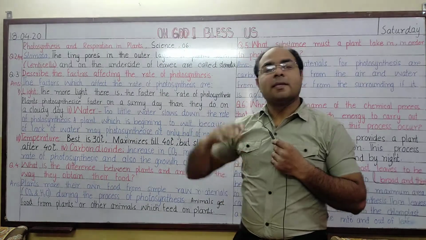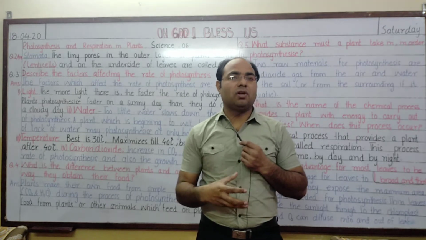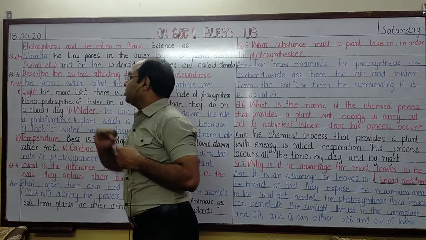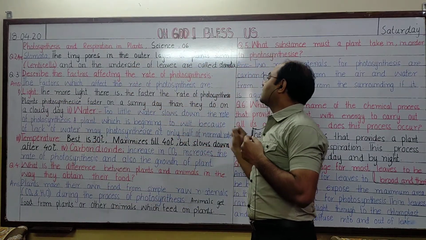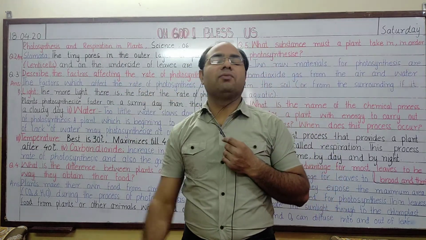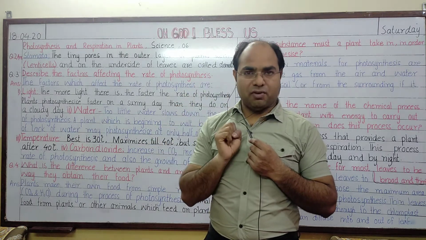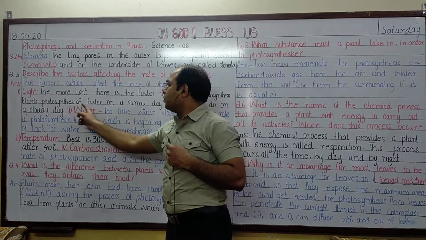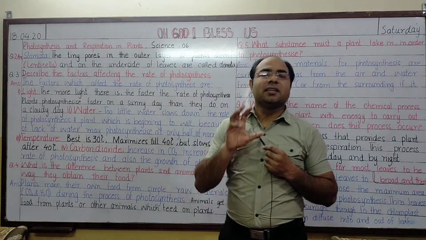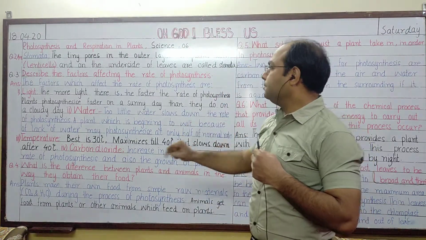Very important question, because it's a life-giving process. So what are the factors involved? What are the things needed for this process? Firstly, it's light. The more light there is, the faster the rate of photosynthesis. That means if it's a sunny day, with the sun in full flow, the photosynthesis process would be smoother and faster. It also says plants photosynthesize faster on a sunny day than on a cloudy day. When it's a cloudy day, there is less light, so the photosynthesis process will be slower.